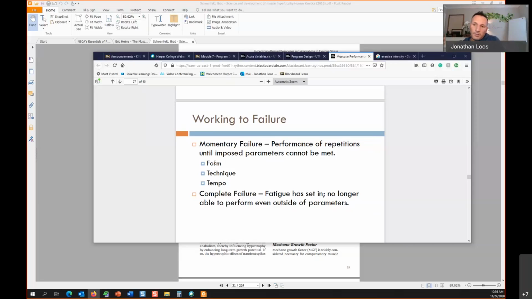So understanding the concept of absolute versus relative workloads is key. And then understanding this concept of momentary failure versus complete failure is the second part of that equation. If you keep those 2 things in your mind, absolute versus relative workloads, and momentary versus complete failure, realize that I didn't say either of these were bad or good. I said you're going to use these and you're going to use these, but these are things that you pull out once in a while.